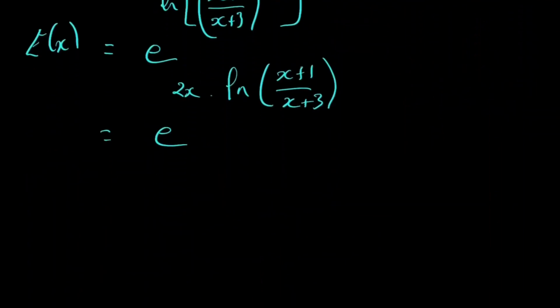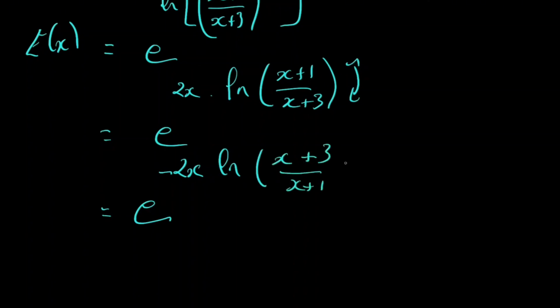I would rather have the x plus 1 down in the fraction, so it is equal to exponential of minus 2x. When I put a minus here, I can switch the two sides of the fraction: logarithm of x plus 3 over x plus 1.